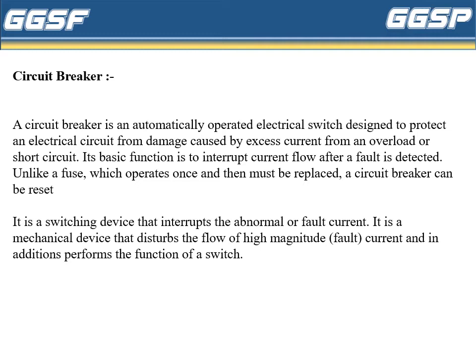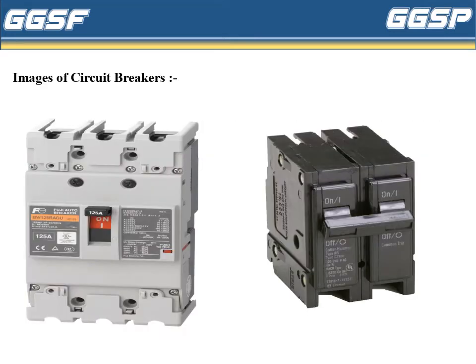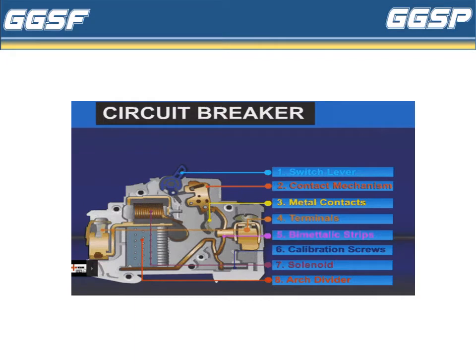It is a switching device that interrupts the abnormal or fault current. It is a mechanical device that disturbs the flow of high magnitude current and in addition performs the function of a switch. These are the images of circuit breakers. This diagram shows the different parts of a circuit breaker, like switch lever, contact mechanism, metal contacts, terminals, bimetallic strip, calibration screws, solenoid and arc driver.